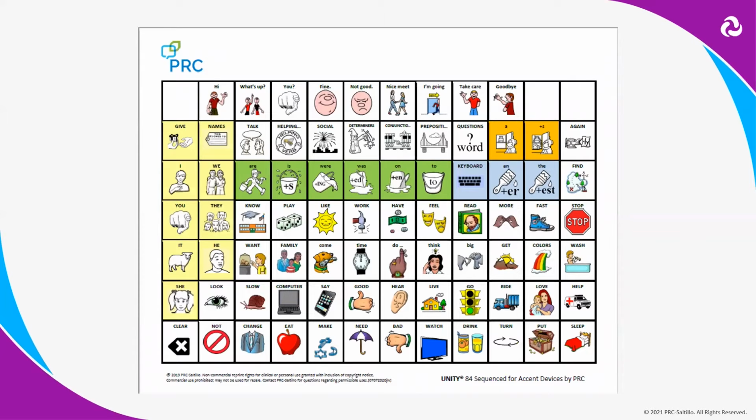This is a Unity 84 sequenced low tech board, and you can find this in your handouts as well. I'm going to be going just a couple pages deep on this. So what I model later on may not be on this home page, but you can definitely adapt that to wherever your learner is. These are all core word-based low-tech boards that I'm sharing with you.